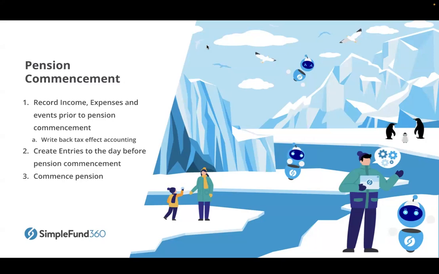Now, how does this tie into pension commencement? Essentially, if you have a fund that is going into a pension phase, meaning by extension that fund is no longer or maybe paying less tax in the future, you might have to determine whether tax effect accounting is going to be appropriate or not for that fund. So in a lot of cases, you might decide to turn that off.